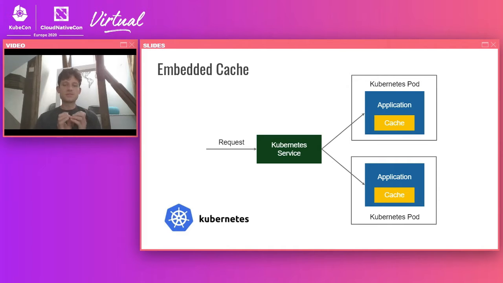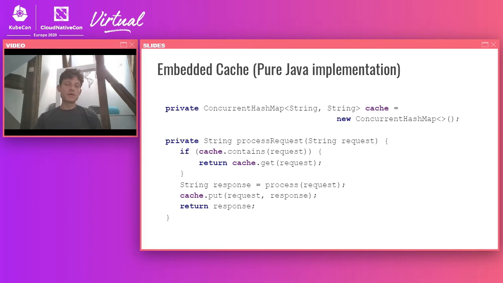So the idea is very simple. The cache goes together with the application. It's so simple that we could even think about implementing this on our own. If you use Java, that is probably how your code could look. We create a concurrent hash map, then we process the request and check if the request is in the cache. If yes, get the value from the cache. If no, do some processing, put it into the cache and return the response. So you can implement it yourself.